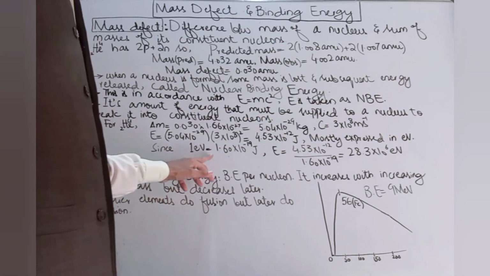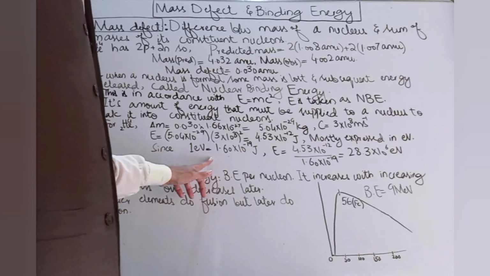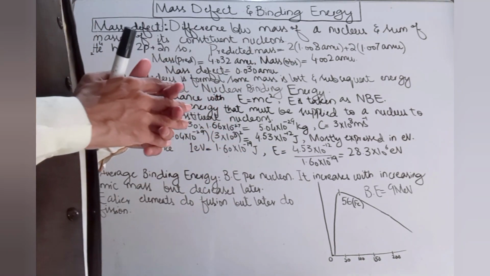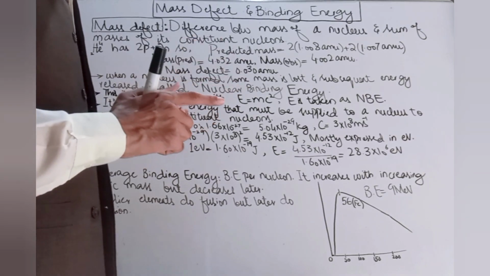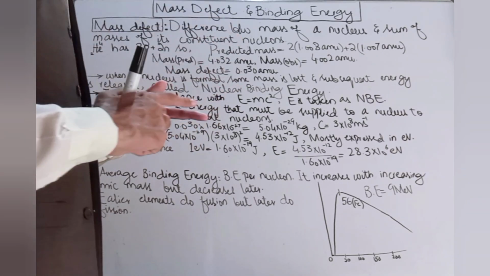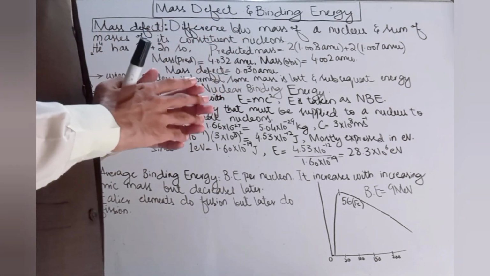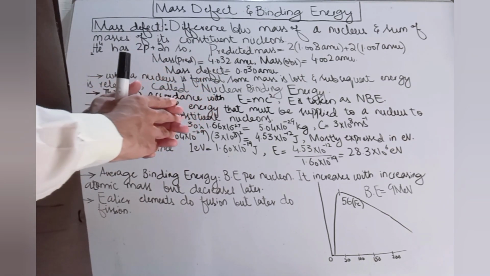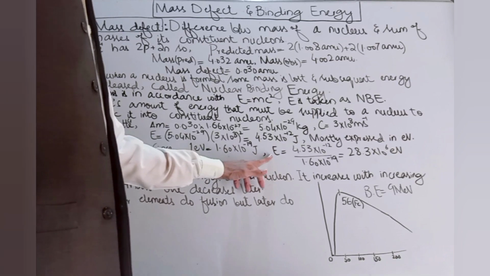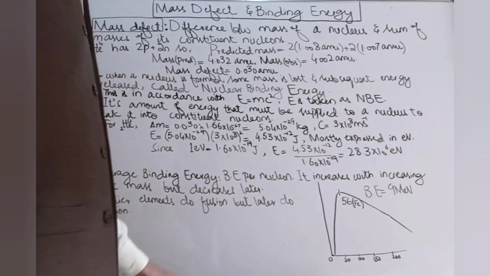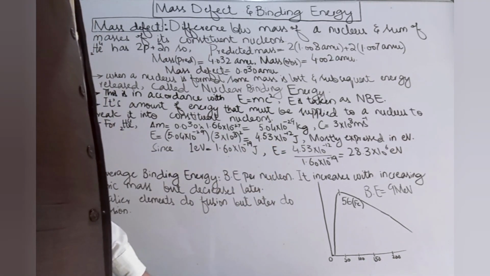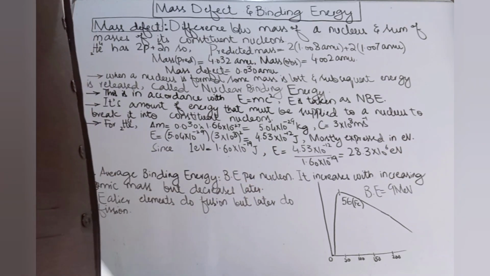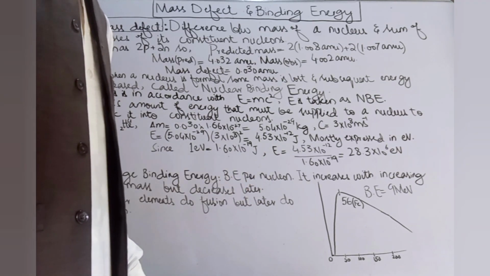Since 1 electron volt is equal to 1.60 into 10 to the power minus 19 joule, we have a separate video on the electron volt, and that video is present at the end screen of this video, and the link is given in the description. So you must watch that video in order to get the idea of the electron volt. So E is equal to 4.53 into 10 to the power minus 12 divided by 1.60 into 10 to the power minus 19, and the answer comes 28.3 into 10 to the power 6 electron volt.